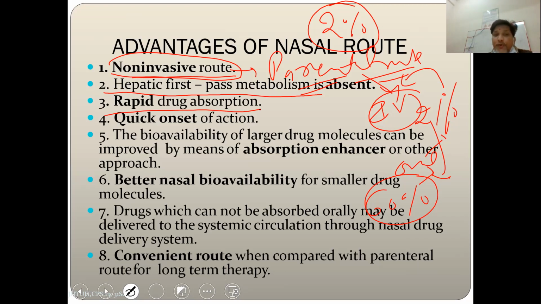Also, drug absorption is quicker for lipophilic or lipoidal drugs, not for aqueous drugs, especially in the case of systemic circulation. So the drug can be quickly administered through the nasal cavity. The bioavailability can also be improved by the huge nasal cavity mucosa available. And the nasal cavity shows better bioavailability for smaller drugs. When the drug molecule size is smaller, the drug absorption in the nasal cavity is increased. Also, drugs which cannot be absorbed orally can be delivered this way, because many drugs, when exposed to the stomach pepsin or enzymes, lose active drug. To combat that, nasal cavity drug delivery can be used.